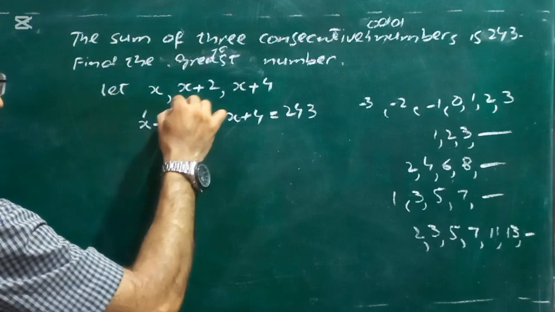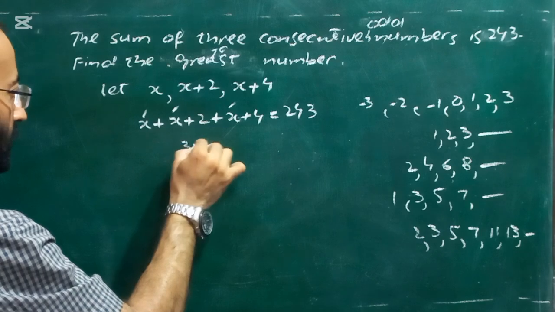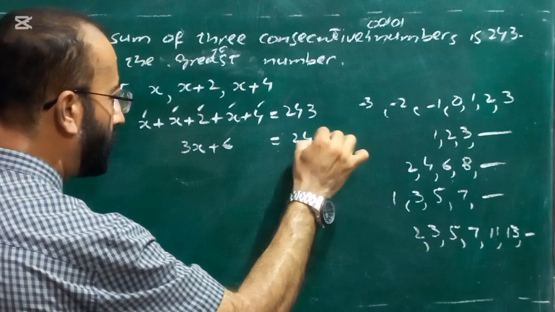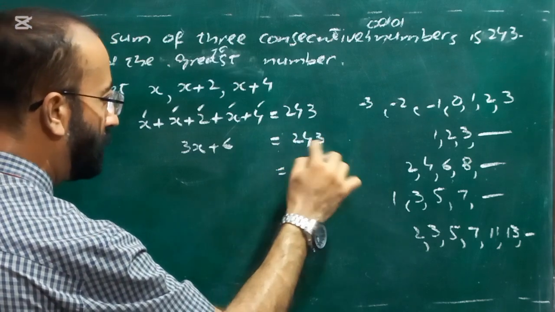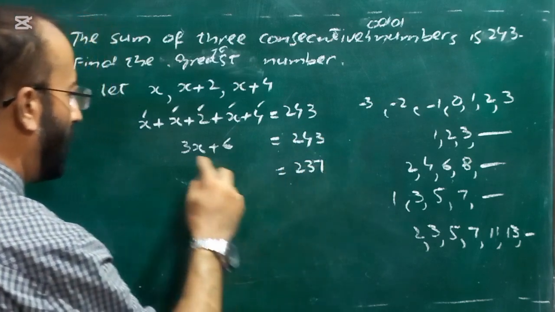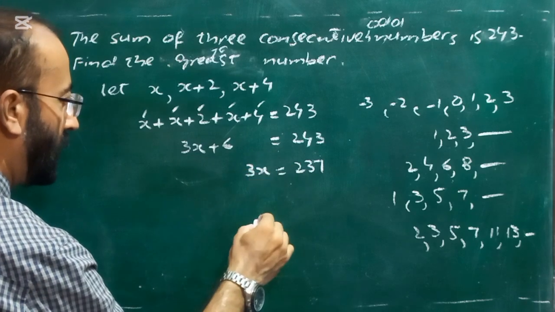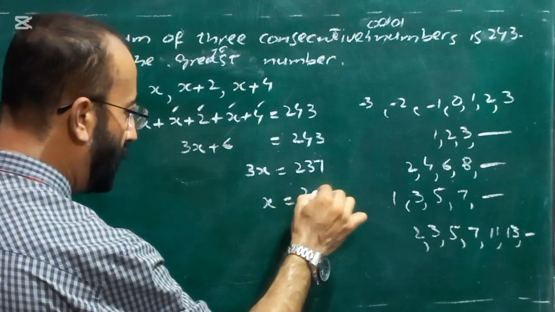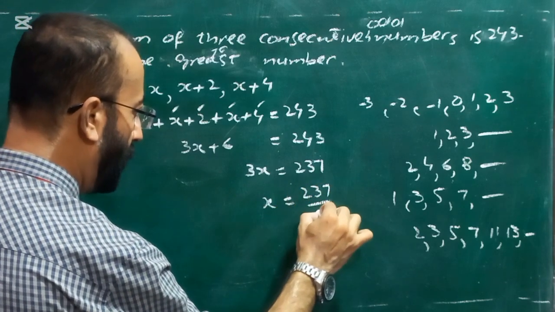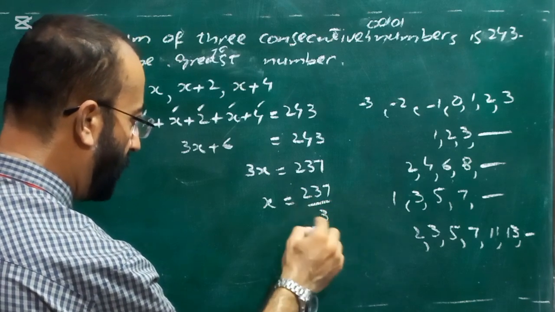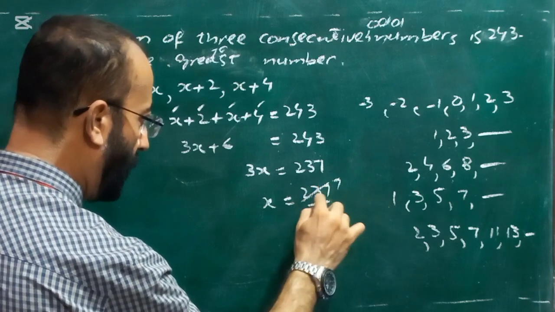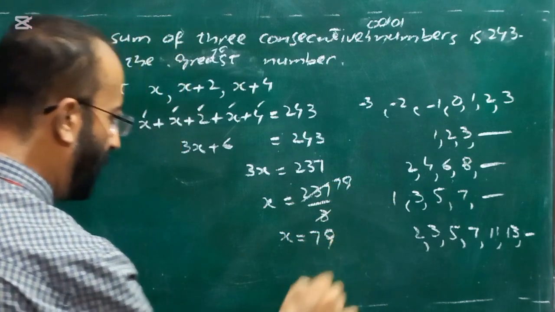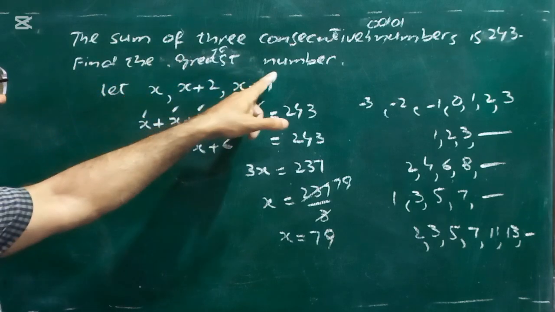So solve it now. x plus x plus x will be 3x, plus 2 plus 4 will be plus 6, and 243 is still there. This 6 will be subtracted from 243. The answer will be 237. On the left side we will have 3x, and 3 will go to the denominator. So 237 over 3. So 3 sevens are 21, and 2 will be there. 3 nines are 27. So x is 79.